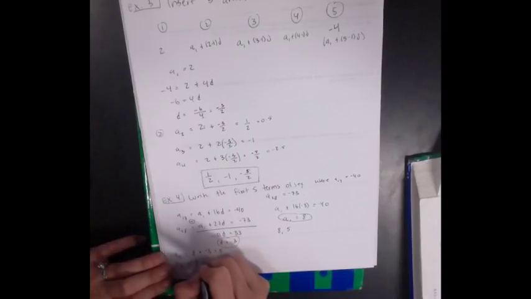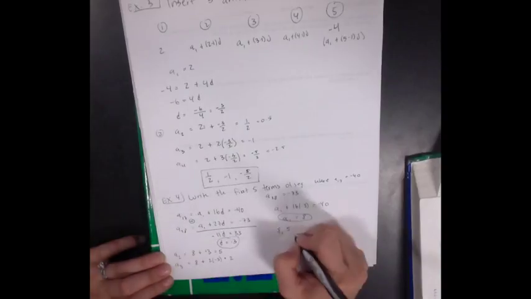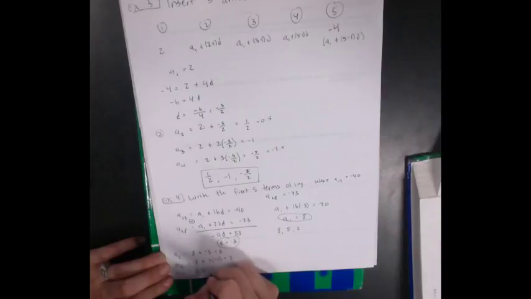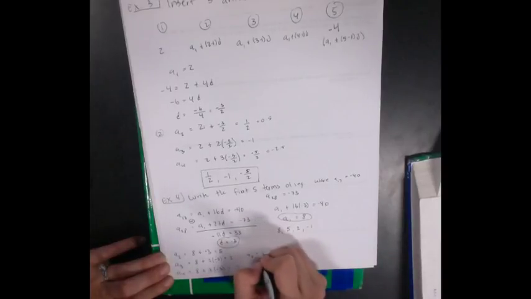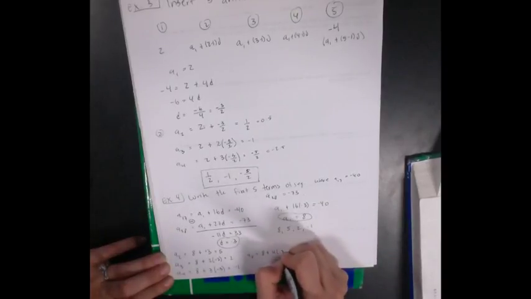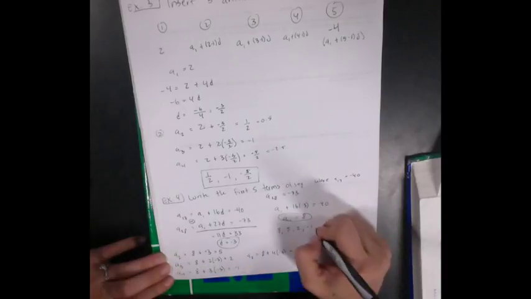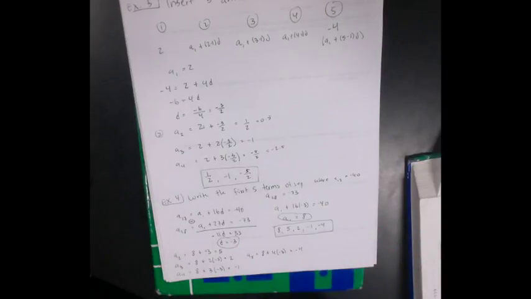A3 is going to be 8 plus 2 times negative 3, which gives me 2. A4 is going to be 8 plus 3 times negative 3, which gives me negative 1. And A5 is going to be 8 plus 4 times negative 3, which gives me negative 4. Those are the first 5 terms of my sequence. All right, let's do one last example.